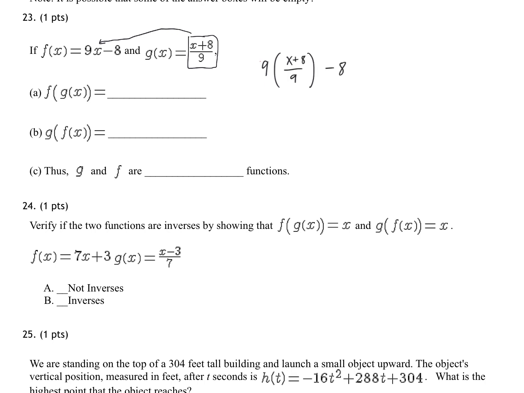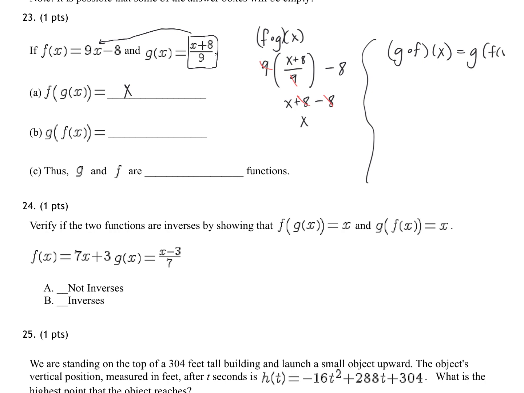So in the first step, we will be able to cancel out the 9s. That would leave us x plus 8 minus 8. We would be able to cancel those out, and we would see that we would get x. So that's part A. We plugged g into f. All right, now we're going to plug f into g. Remember that this is just another way to write this, right?